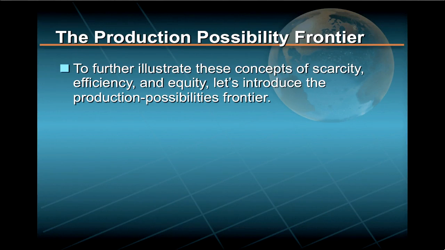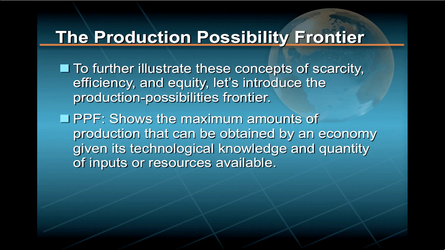To further illustrate these concepts of scarcity, efficiency, and equity, let's introduce one of the most important tools in microeconomics, the production possibilities frontier. The production possibilities frontier, or PPF, shows the maximum amounts of production that can be obtained by an economy given its technological knowledge and quantity of inputs or resources available. It represents the menu of goods and services available to society.